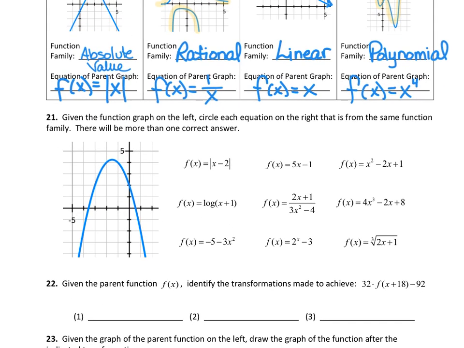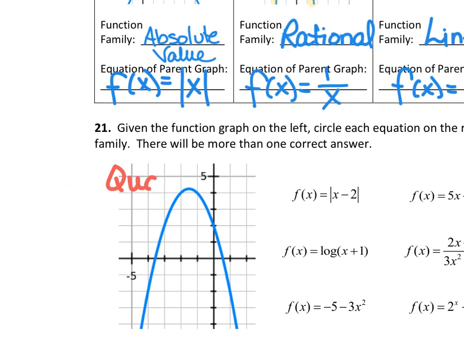In this next question, it asks you to look at all of the function families of the equations on the right that are the same function family as the graph on the left. So for example, I see the graph on the left as a quadratic function.